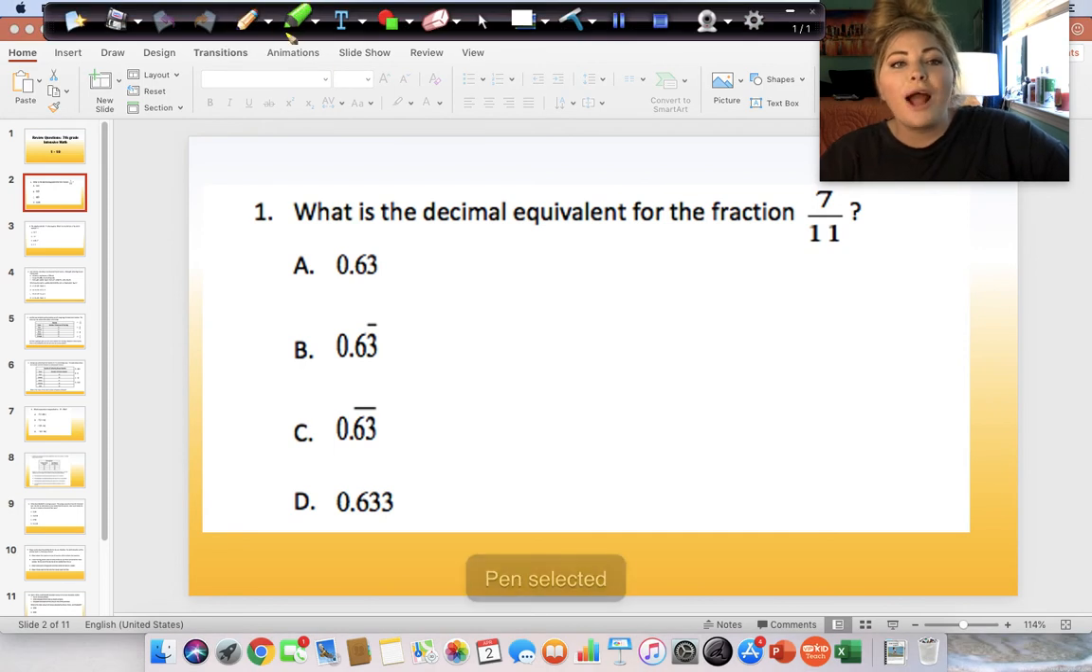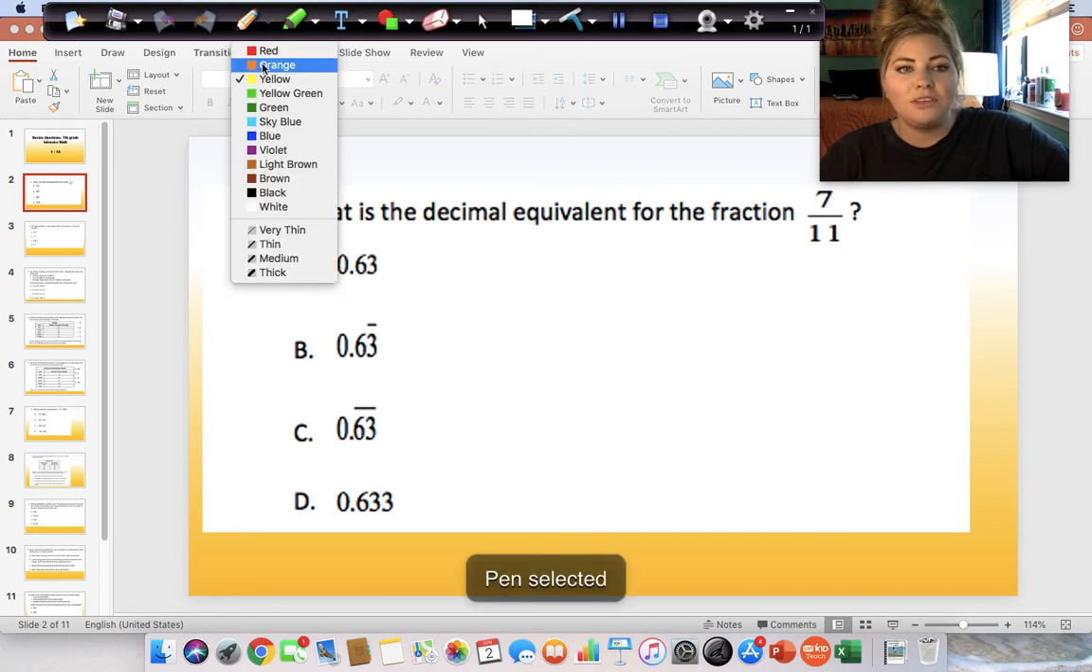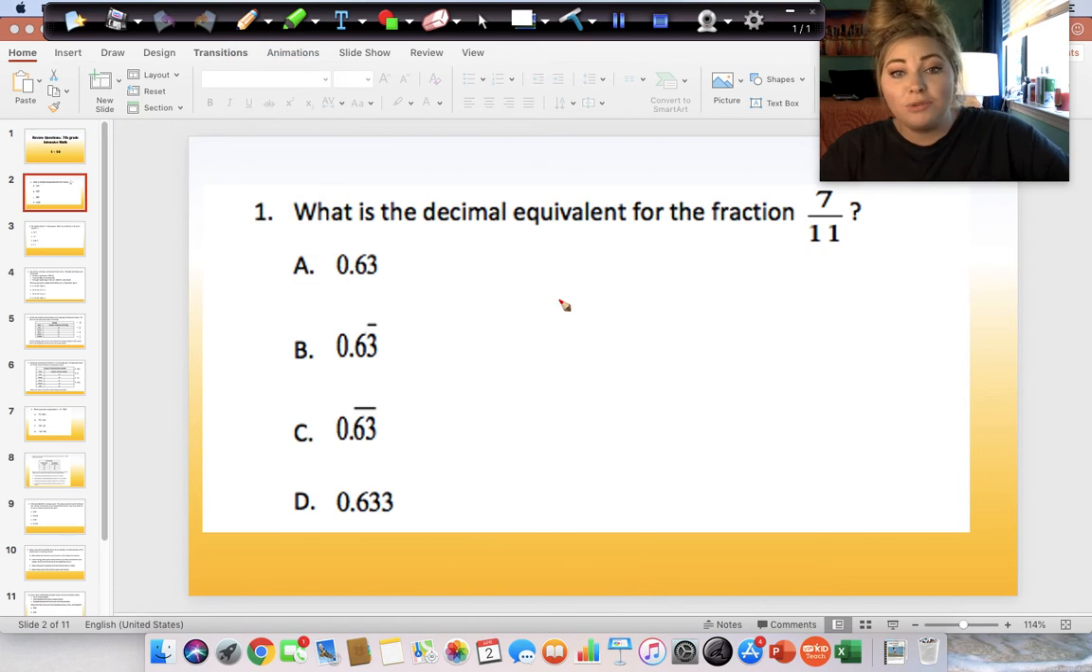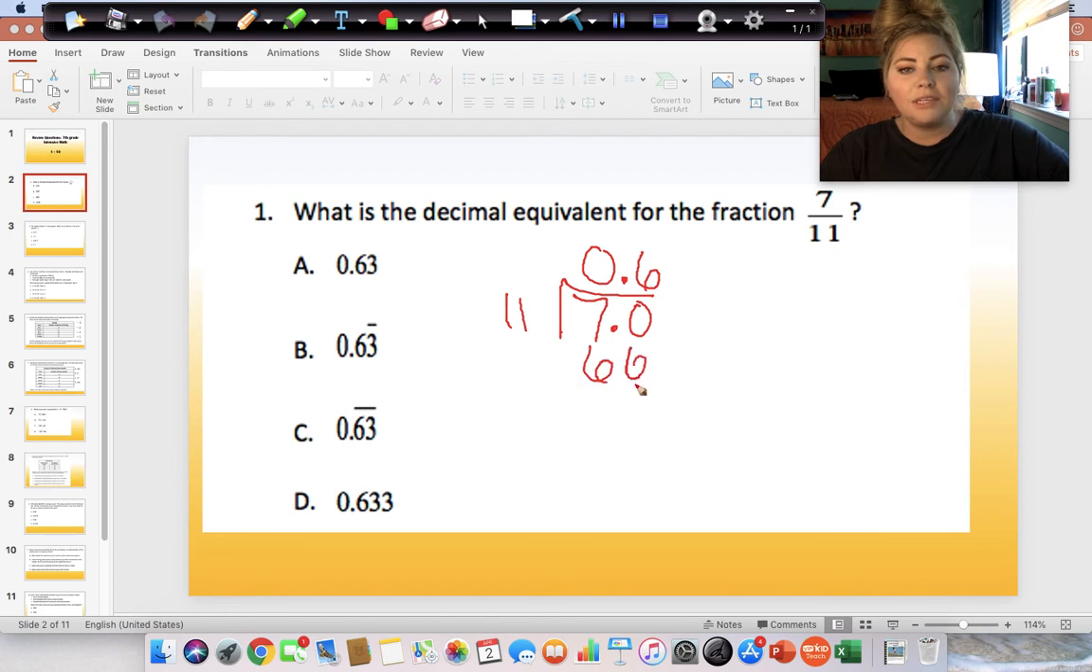Remember, fractions are just division problems. That's all they are. So all we have to do is divide this. Top divided by bottom. So the top number goes in the house, and we divide it by that bottom number. 11 cannot go into 7, so we put a 0, put a decimal, and annex a 0. 11 goes into 70 6 times. 6 times 11 is 66. Subtract it, we get 4.